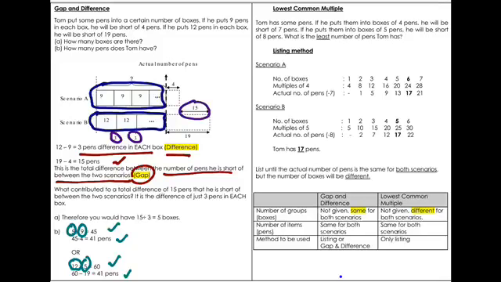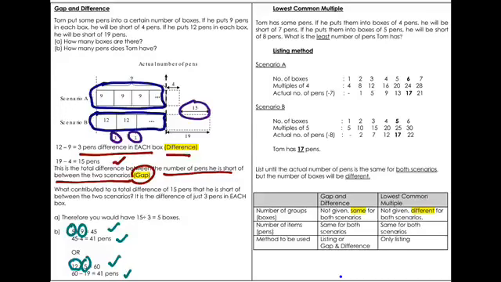Tom has some pens. If he puts them into boxes of 4 pens, he will be short of 7 pens. If he puts them into boxes of 5 pens, he will be short of 8 pens. What is the least number of pens Tom has? For this question, you have to use the listing method.